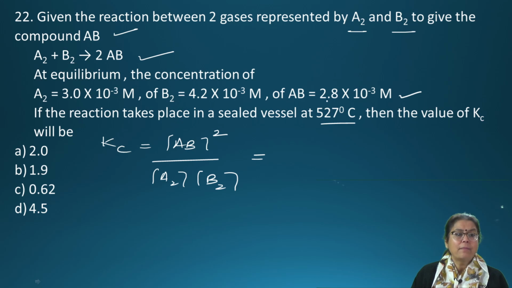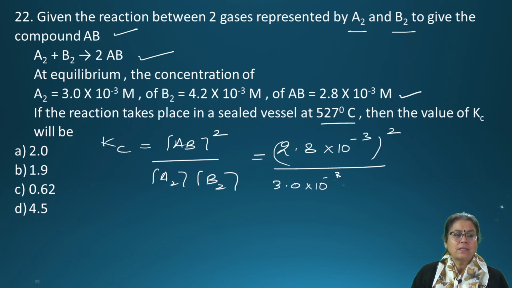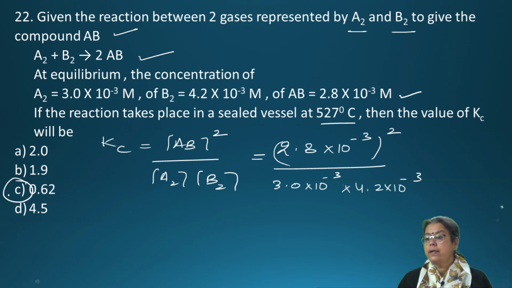Concentration AB की square माने AB is 2.8 into 10 raised to power minus 3 का square upon A2 is 2.0 into 10 raised to power minus 3. B2 is 4.2 into 10 raised to power minus 3. ठीक है? So when you calculate this, your answer that is coming to 0.62. C is the correct option. Right guys? So this is part 1 of equilibrium which we are doing, 22 questions. In total we have to do 45 questions.